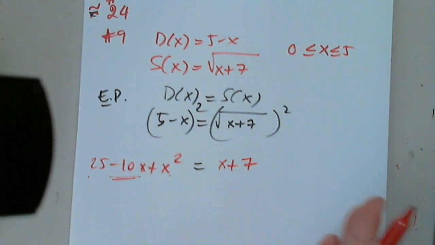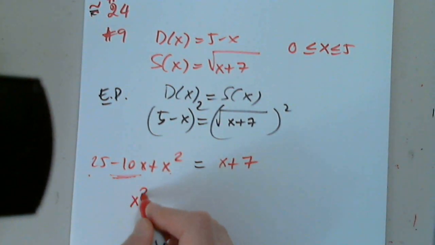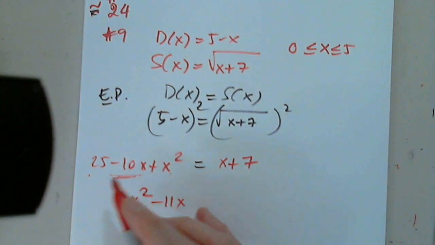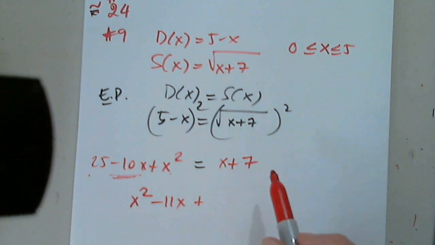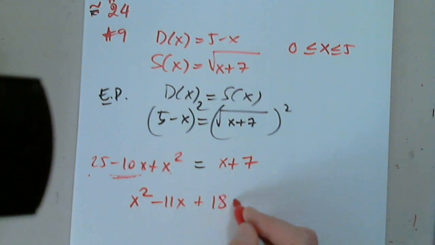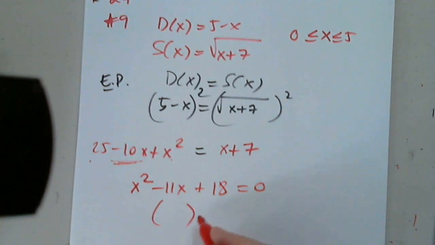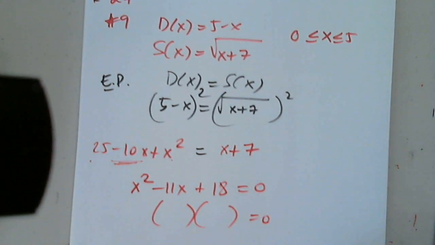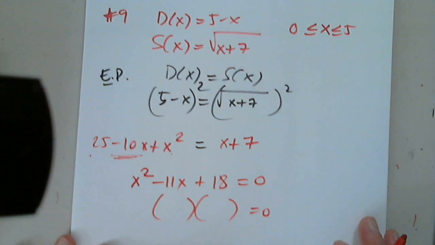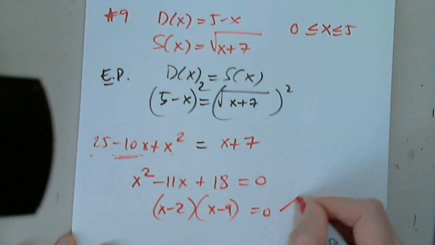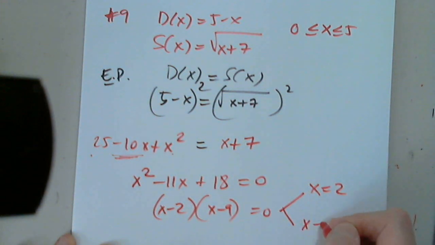So now everything has to go to one side. So this is x squared minus 11x and plus what? Plus 18. Can we factor this? If we cannot factor, then we have to use the calculator or the quadratic formula. It's just 9 and 2. (x minus 2)(x minus 9). So we have x equals 2 and x equals 9.